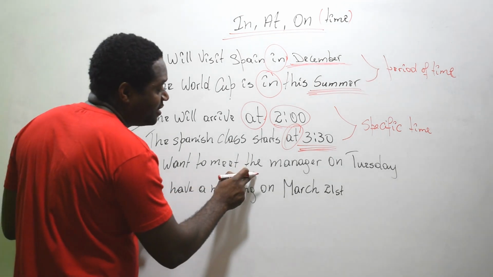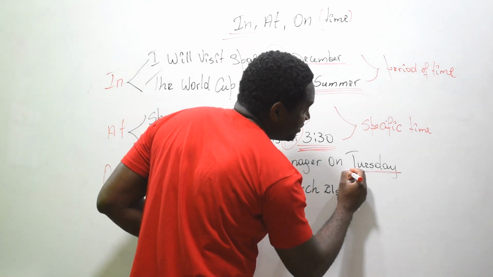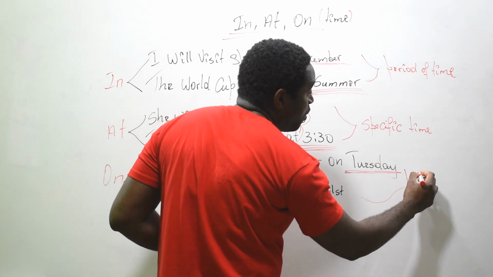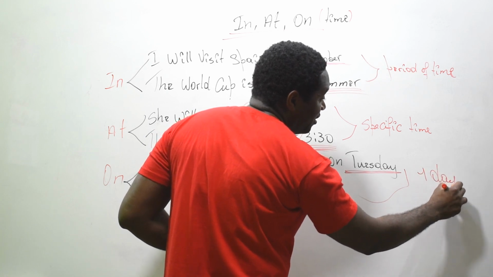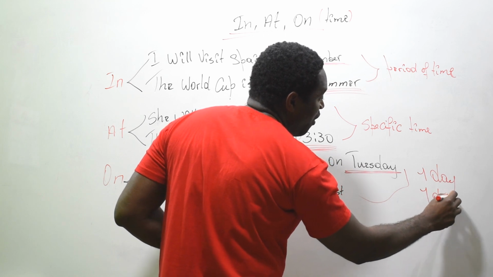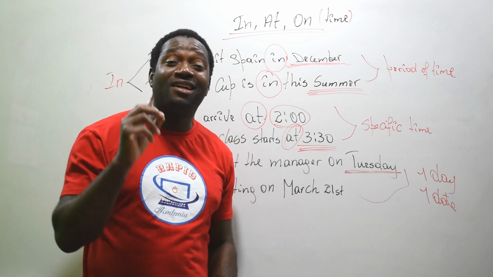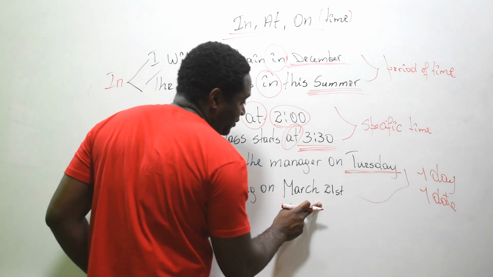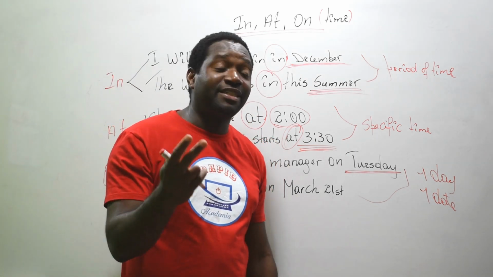I want to meet the manager on Tuesday. We use on for one date, one day, or one date. Always on Friday, on Sunday. We have a meeting on March 21st. March 21st is one date, one date.